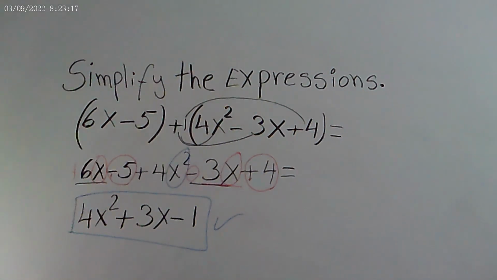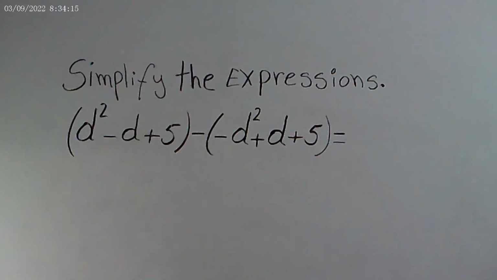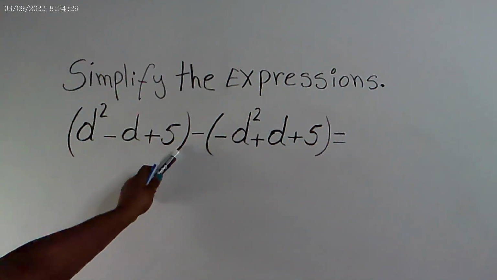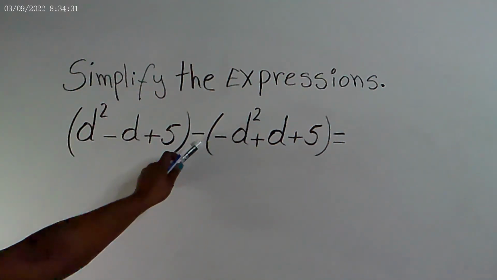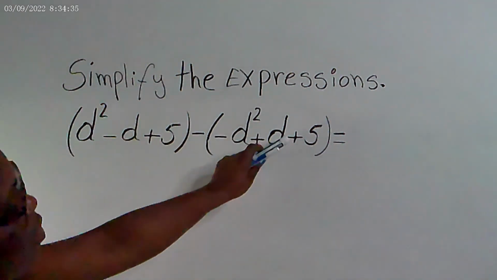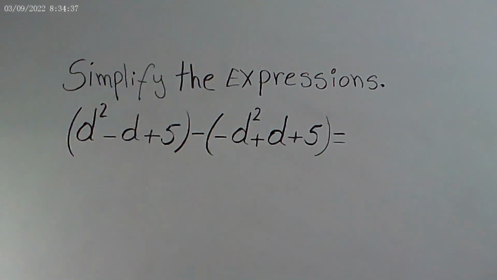That's correct. We're going to do more examples so you will understand if you did not understand this. Okay, next one. Simplifying the expression. The expression: parentheses d squared minus d plus 5, parentheses, minus, parentheses, minus d squared plus d plus 5, parentheses, equal.